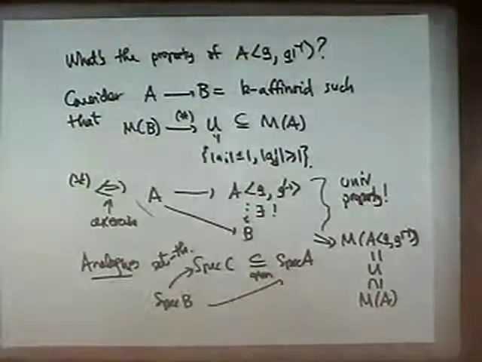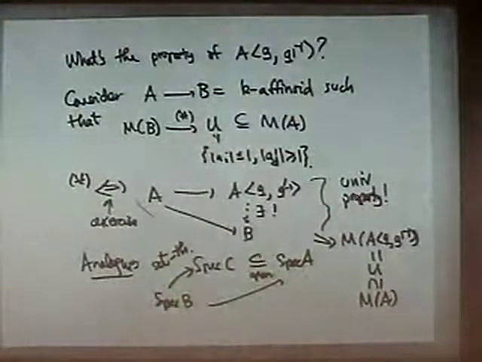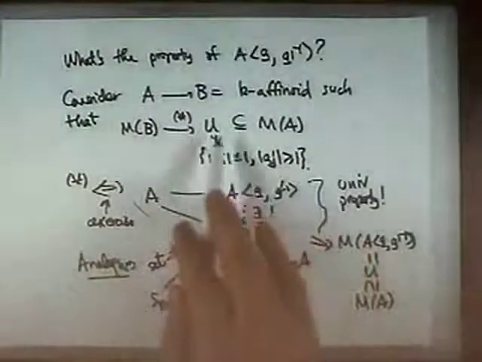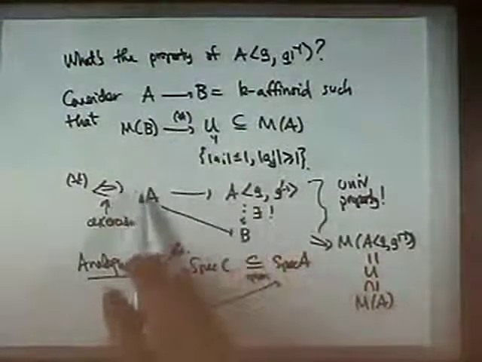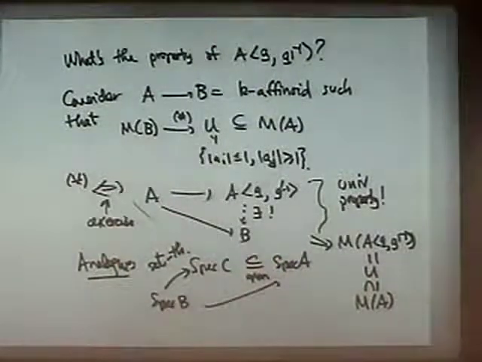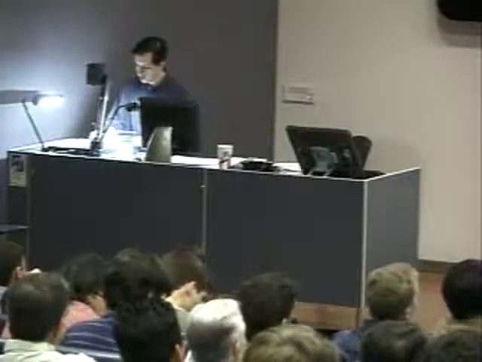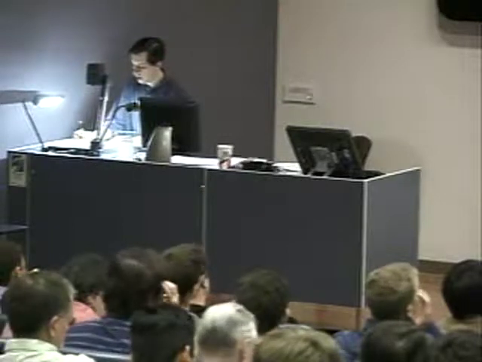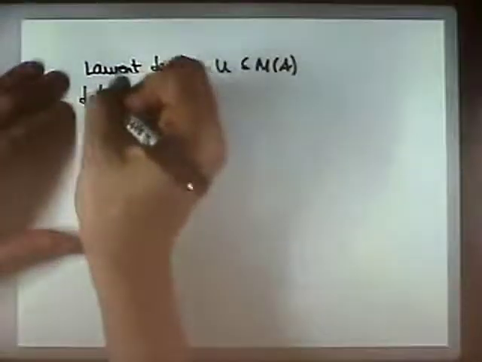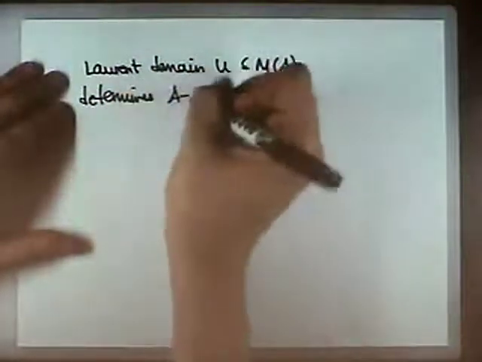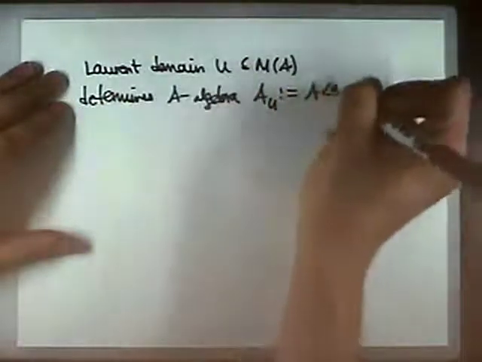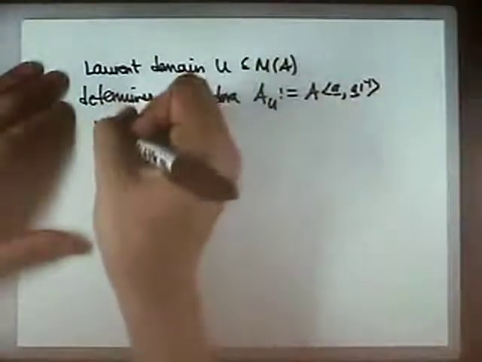Okay? So this subset is called a Laurent domain, and we see by this universal property, so because of the universal property, U, the subset, determines this algebra as an A-algebra. Okay? It's determined by the universal property. So let me record that. So the upshot is, the Laurent domain U in M of A determines the A-algebra, which I'm now going to call A_U, up to unique isomorphism.